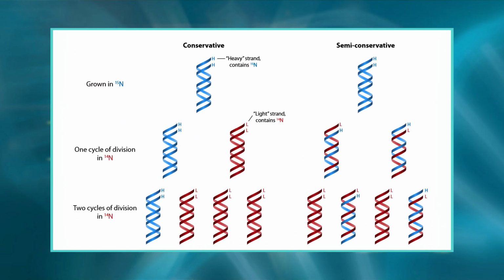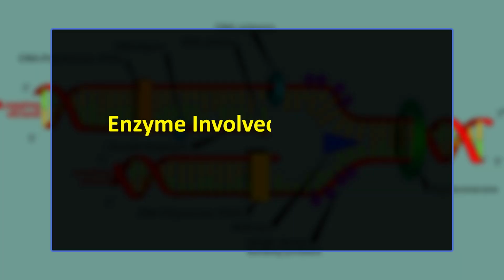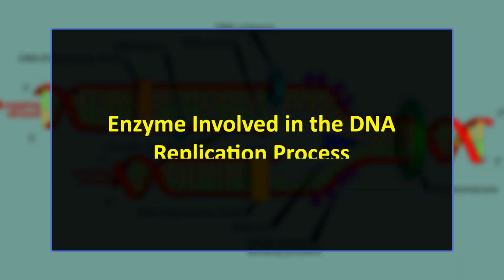Dear students, we now know that DNA is a self-replicating structure and it replicates semi-conservatively. However, DNA replication is catalyzed by a set of enzymes. Let's learn about the DNA replication process and the role of each enzyme involved in DNA replication. Let's first discuss the enzymes involved in the DNA replication process.